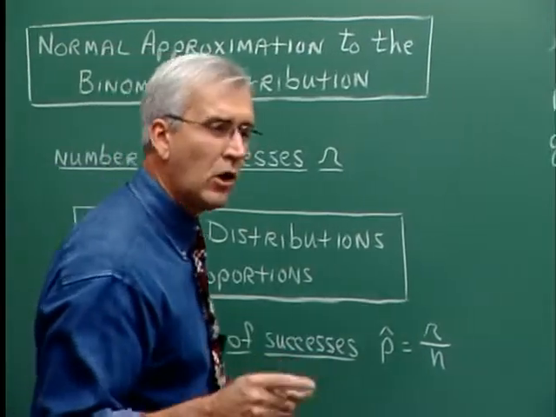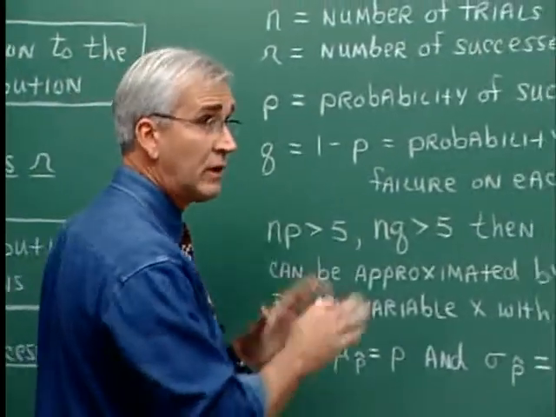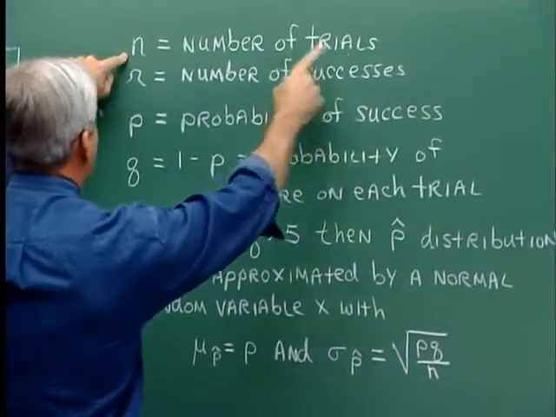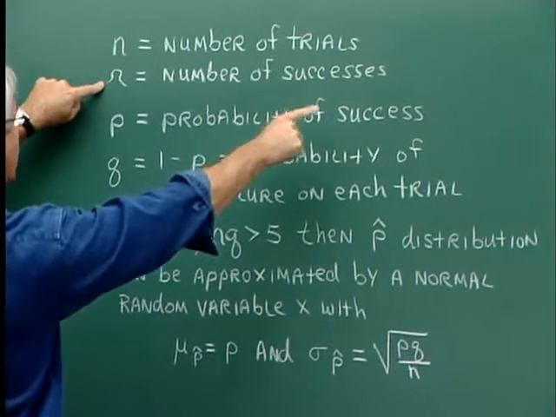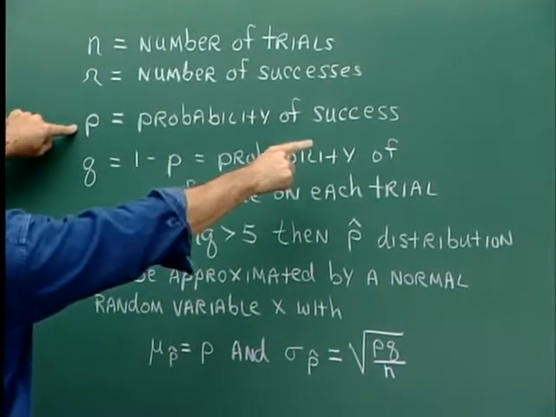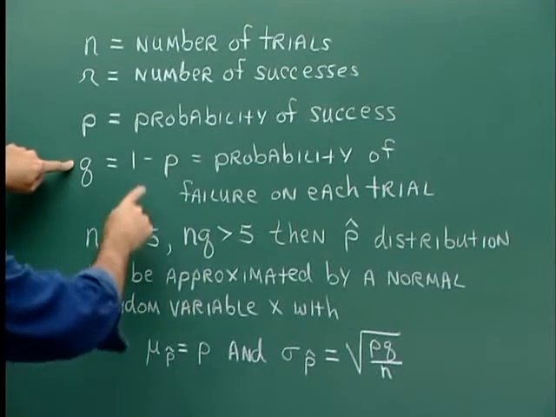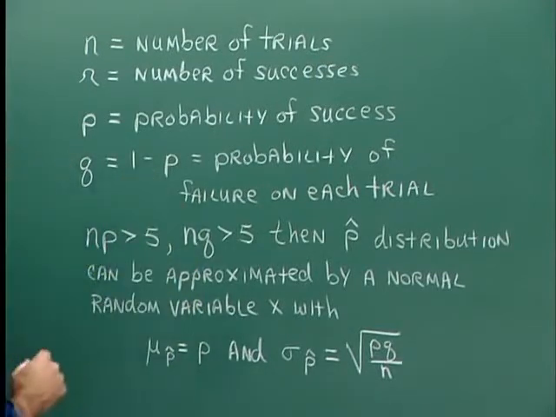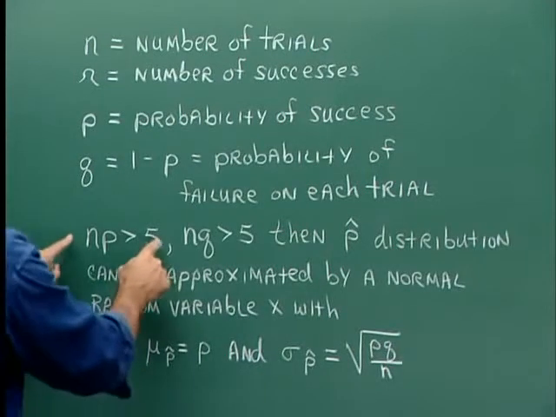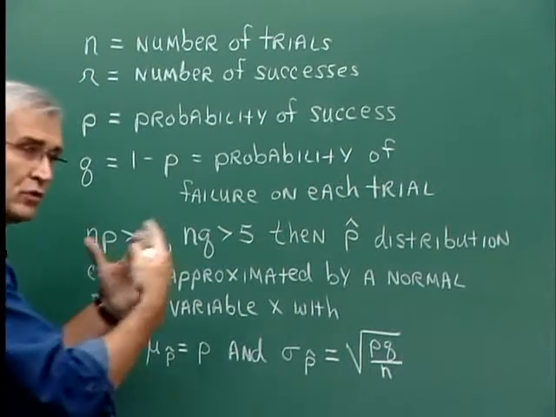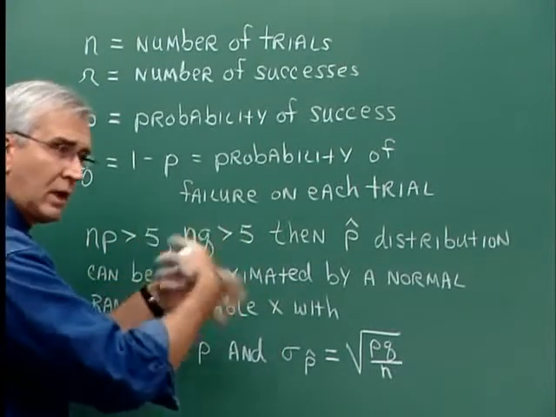For example, the notation that we're using in this section is very similar to the notation from before. N is the number of binomial trials, R is the number of successes, P is the probability of success on each trial, and Q is the probability of failure on each trial, which is calculated as 1 minus P. Now, in that previous section, we said that if NP is greater than 5 and NQ is greater than 5, then the distribution we are studying is relatively normal.